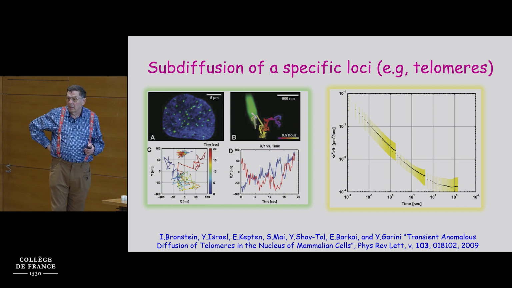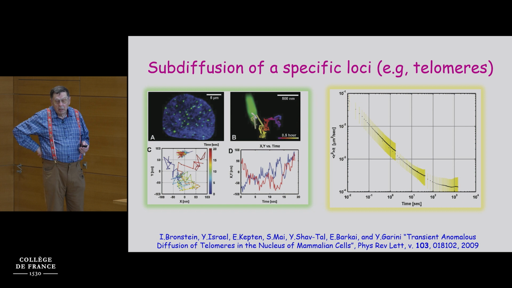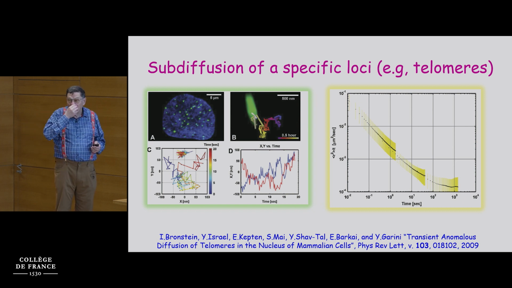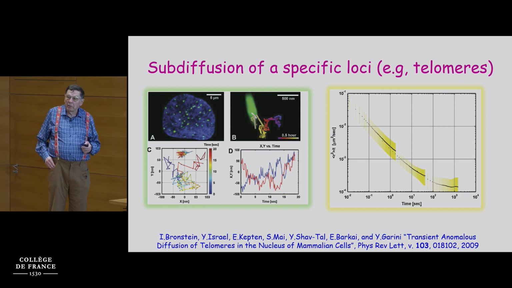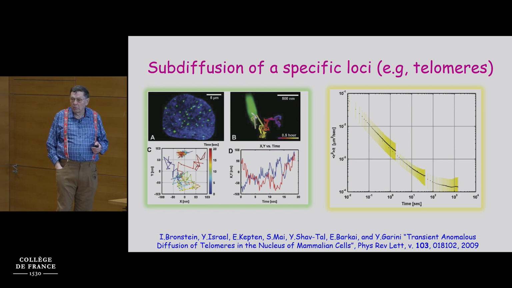The idea is that if it was normal diffusion, mean square displacement would be proportional to time, and this thing would be constant, but you see that it's markedly not constant, and it drops. They interpret it, that's similar to Rouse model.